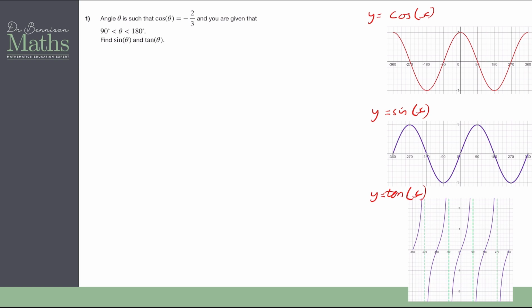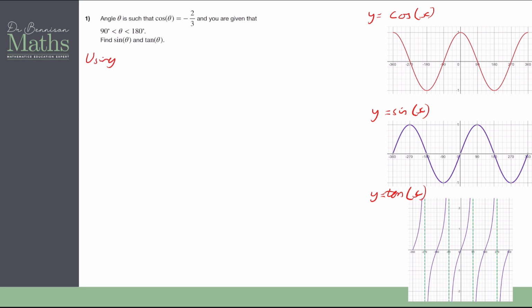Right, so question 1. We're given that angle theta is between 90 and 180, and that cos theta is negative 2 over 3, and we want to find sine and tan. So we are going to first of all look to find sine theta.